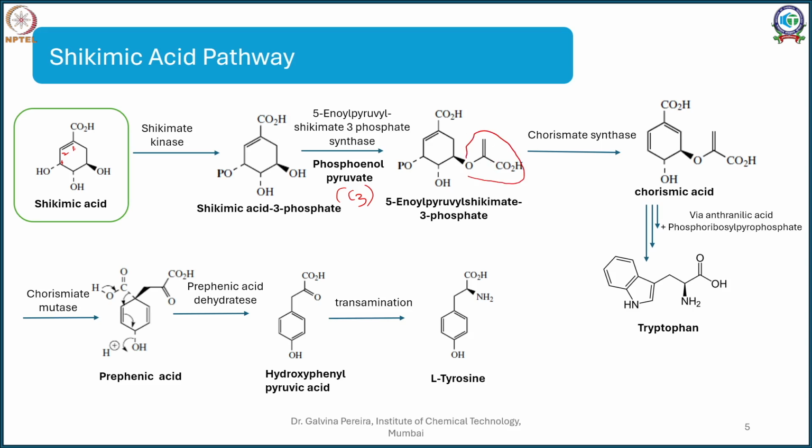Now in order to undergo further processes, what happens is a dephosphorylation reaction. So this loses its phosphate and as it loses its phosphate you can see the changes in the unsaturation happening. So this happens in the presence of chorismate synthase and you get what is called chorismic acid. So from shikimic acid your next derivative is your chorismic acid. So from chorismic acid we get an interesting amino acid called tryptophan.